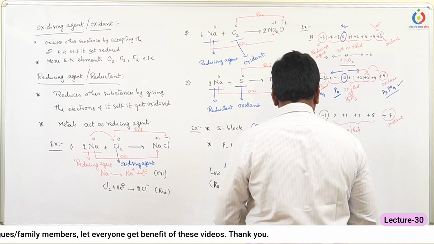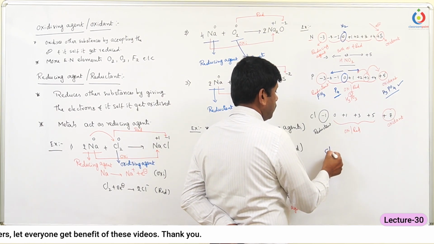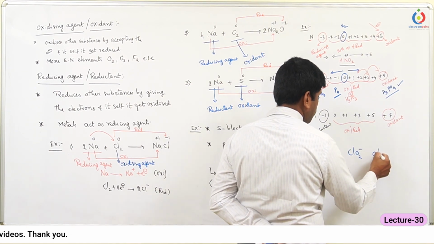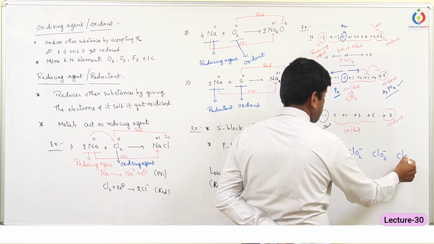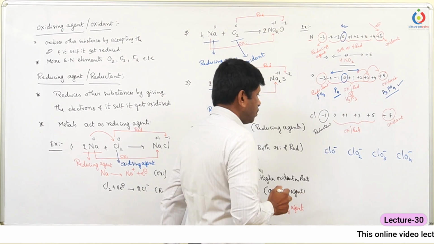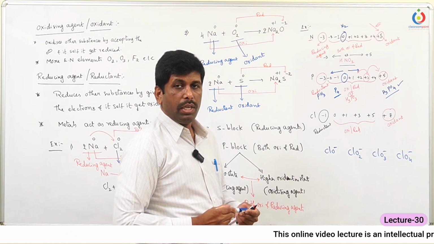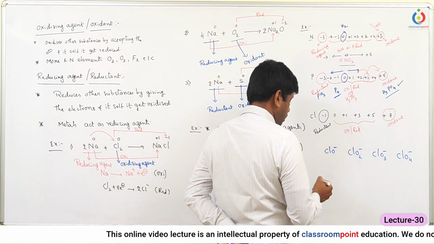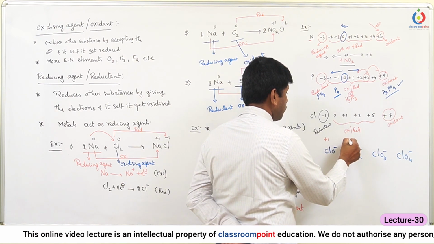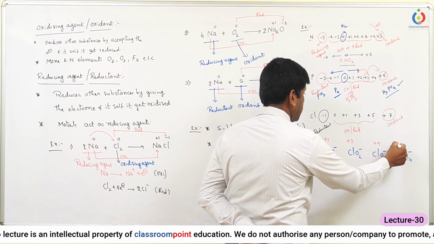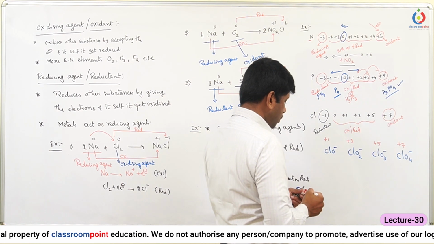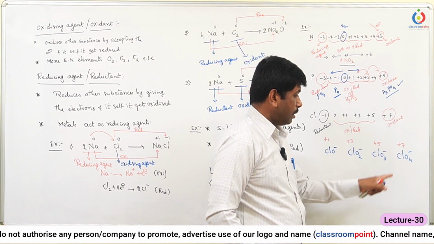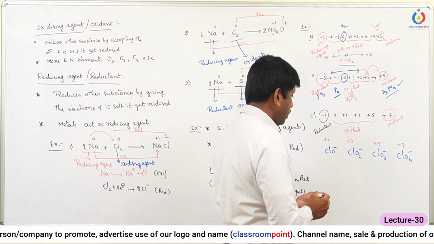So let us take some examples here. ClO-, ClO2-, ClO3-, ClO4-. So chlorine exhibits these types of oxoacids. Let us try to calculate the oxidation state of chlorine in these oxoacids. Here it is +1, this is +3, +5 and +7. So chlorine is in its highest oxidation state in the perchlorate ion. So the perchlorate ion acts as only oxidant.